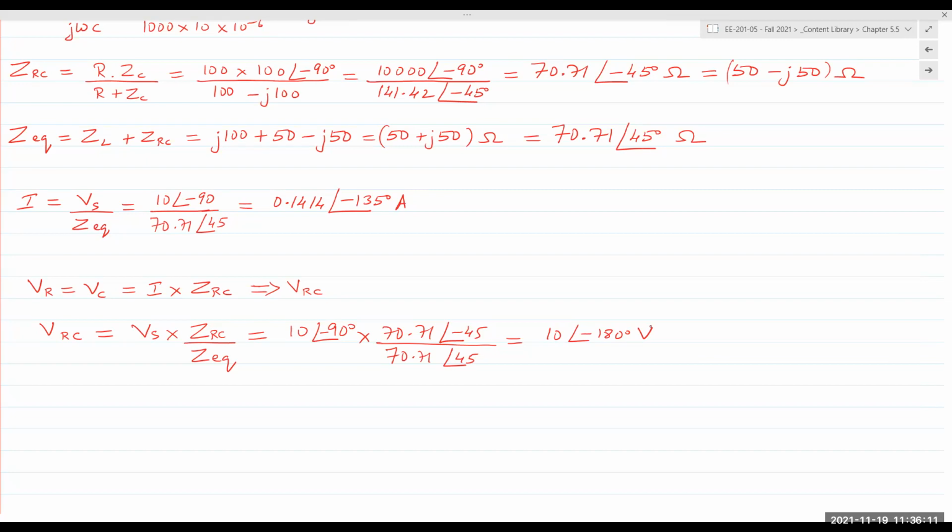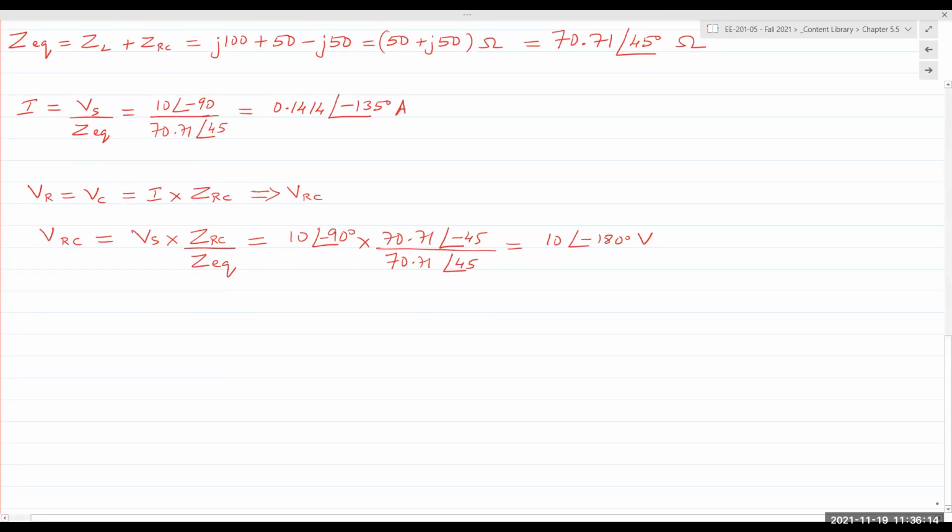Okay, once we have this, let's find the current for the resistor, which would simply be VRC divided by R, and I get 0.1 with the angle of minus 180, and IC would be VRC divided by ZC, and I get 0.1, the angle of minus 90.